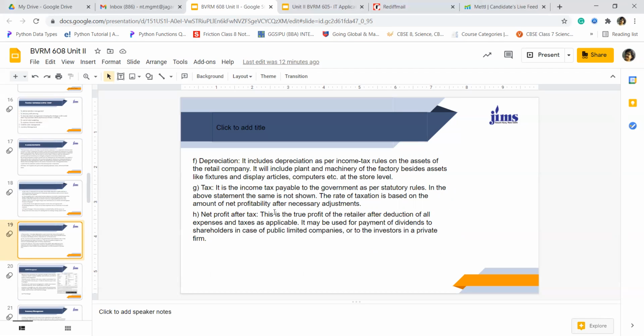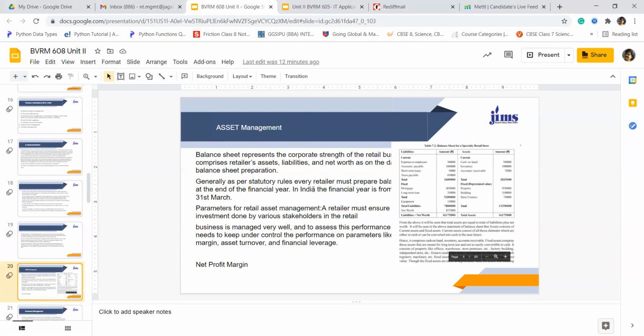Net profit after tax. This is the true profit of the retailer after deduction of all expenses and taxes as applicable, which is less than the gross profit. So in gross profit, we are not deducting the taxes, while only cost of manufacturing is there. But in net profit after tax, net profit is after deduction of taxes and all operating expenses. Next slide, we will move on to asset management.